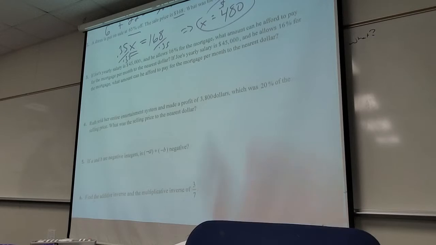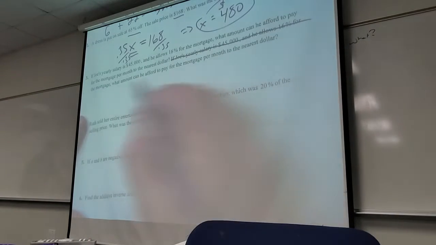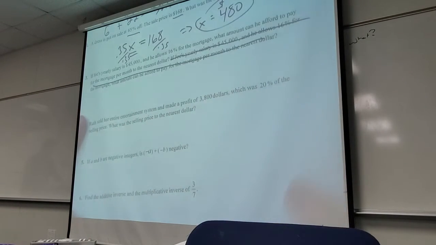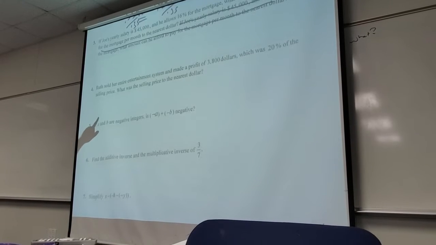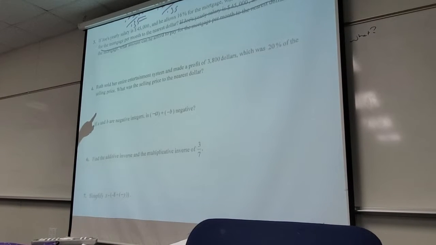Alright. We got this great one. I liked it so much. I did it twice. Poor Joe's like, just make me pay for the mortgage once, Jeff. So Joe's yearly salary is $48,000. He allows 16% of that for the mortgage.